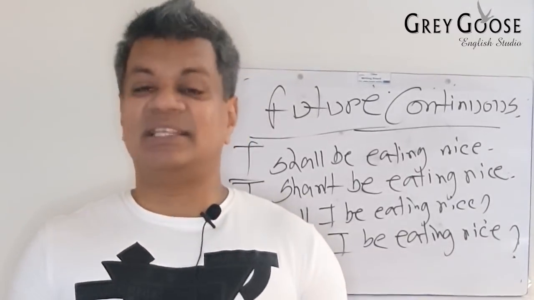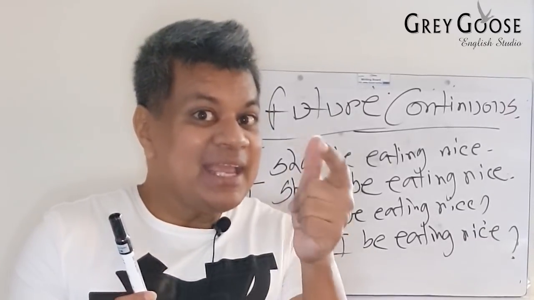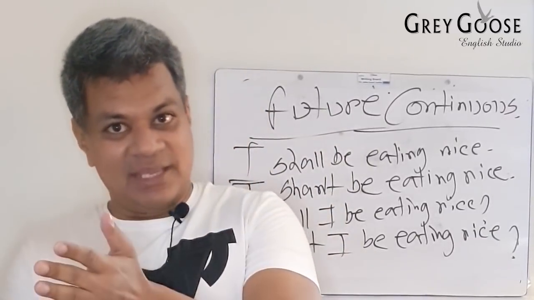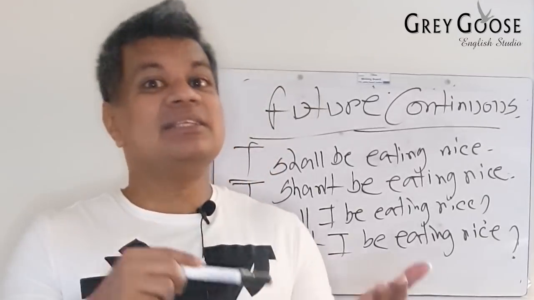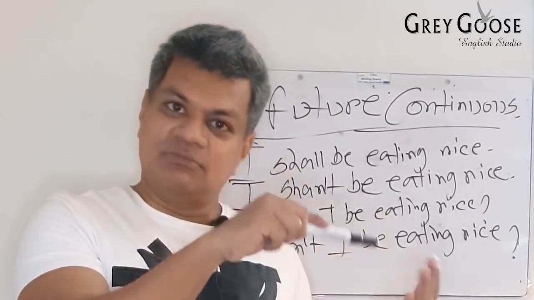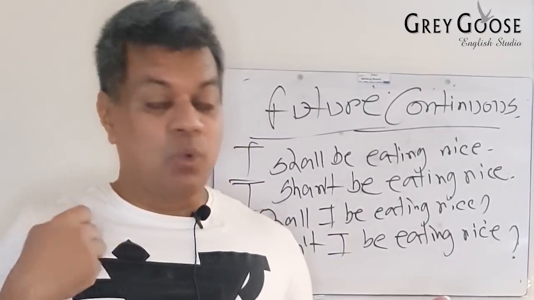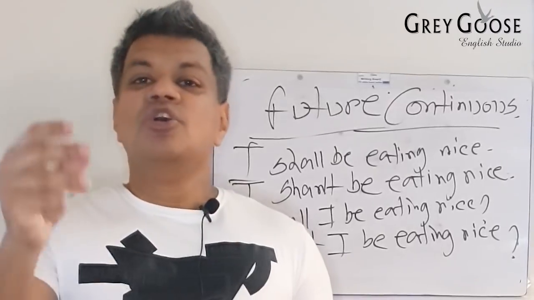Past indefinite tense, first son of past tense. I ate rice. I didn't eat rice. Did I eat rice? Didn't I eat rice? Now, past continuous. I was eating rice. I wasn't eating rice. Was I eating rice? Wasn't I eating rice?